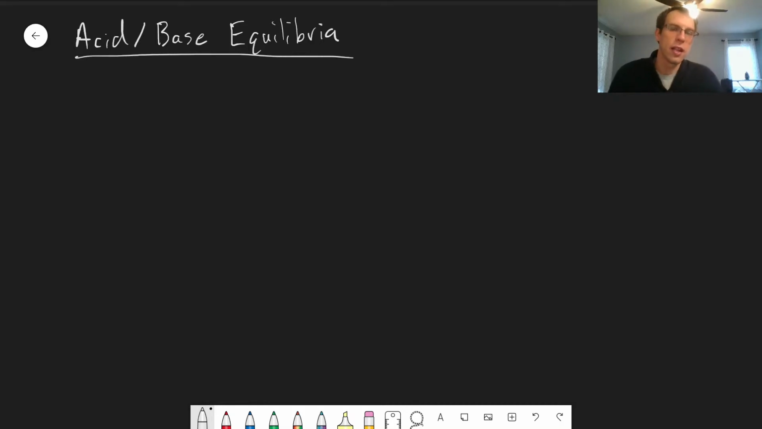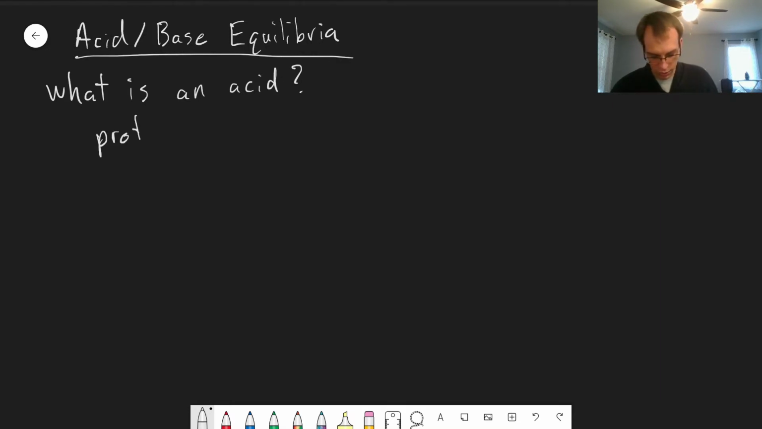The last equilibria that I want to talk about in chapter 6 is just a brief review of acid-base equilibria. We'll go over this in a lot more detail as we proceed in this class, but just as a reminder, when we're talking about acids and bases, what do we mean? So first, what is an acid? There are a few different answers to this. The answer we'll go with in this class is that an acid is a proton donor.